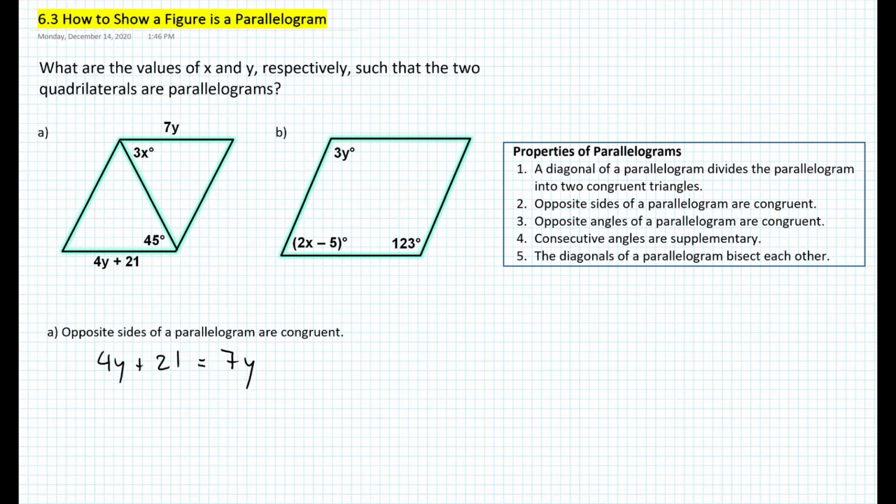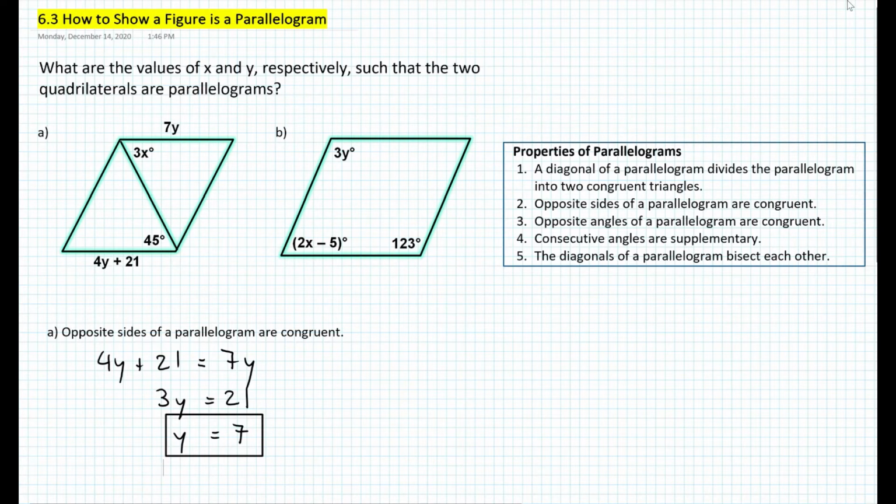So what we can do here, for example, is subtract 4y on both sides. So we end up with 3y is equal to 21. And then once we divide by 3, we get a y value equal to 7. And there you go, we have the value for y. How do we solve for the x value?